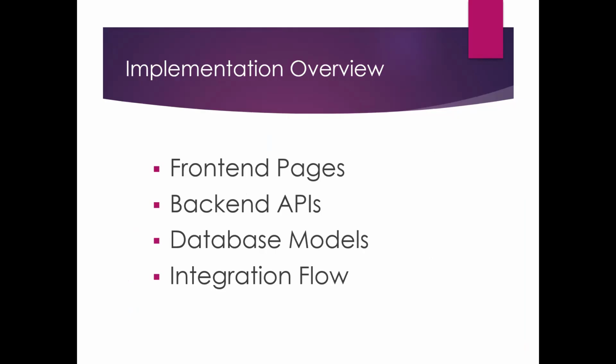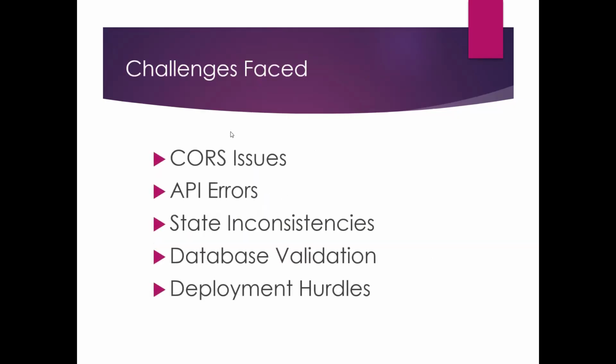Implementation overview: this is how we implemented the project. First we started with the front-end pages, next we built the backend APIs, third we built the MongoDB database, and at last we integrated all of them. The challenges we faced were CORS issues, API errors, state inconsistencies, database validation, and deployment hurdles. Even though these are the main errors, we also faced some typo errors, comma errors, and others.